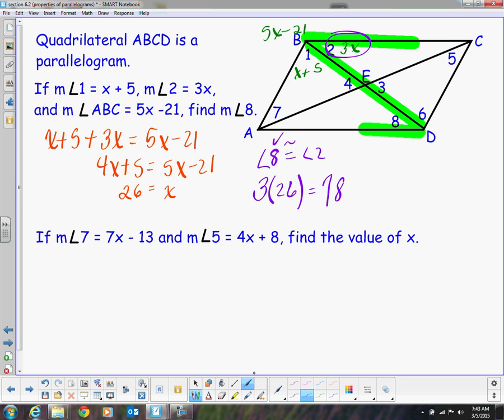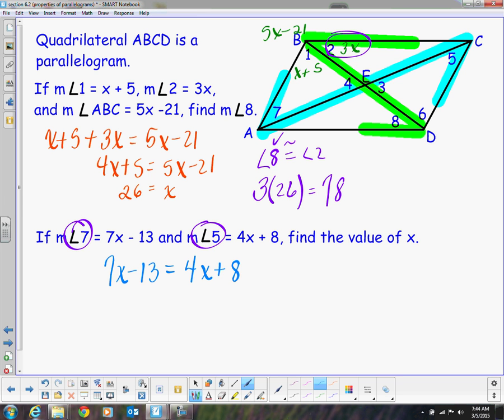All right, what's the relationship between angle 7 and angle 5? Kayla E? Angle 7 and angle 5 form a what? Z. So what's the equation for this one? 7x minus 13 equals 4x plus 8. All right, Nick, what do you do to solve?